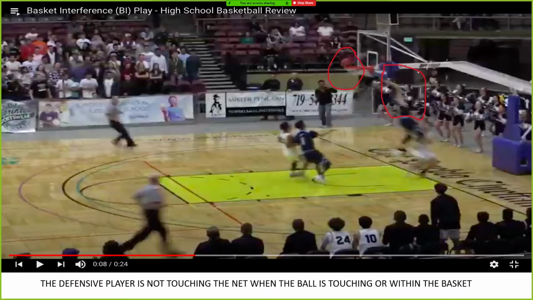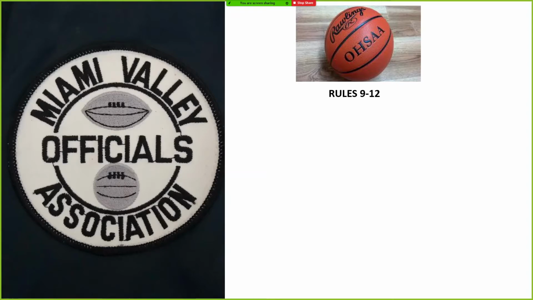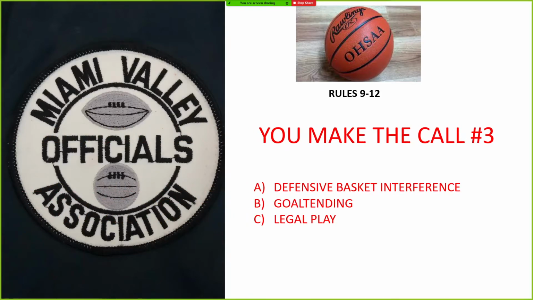Great call. We also want to remind everyone to use proper National Federation mechanics when making your calls. Improper mechanics are not permissible and can cause confusion during a game. Now Bump will help us to make the call. Thanks, T. You make the call number 3. Is the answer A, defensive basket interference, B, goaltending, or C, legal play?